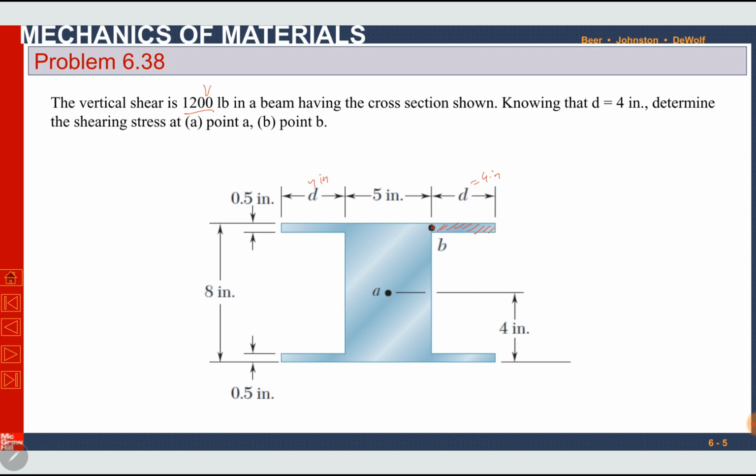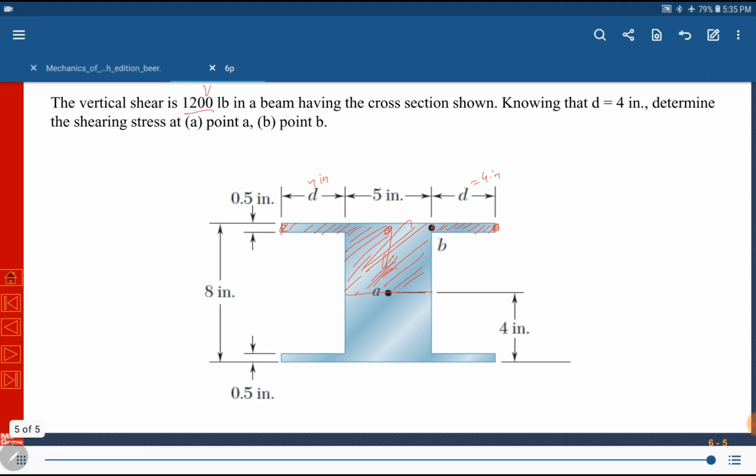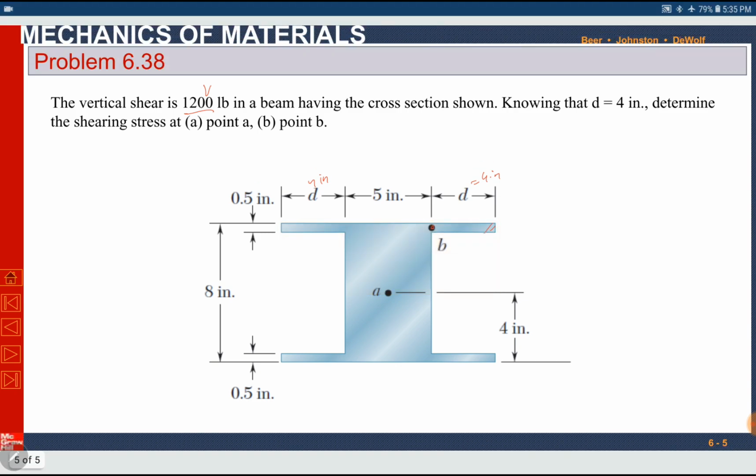If I have to find shear stress at point A, then the flow at A needs to consider this whole area, because the shear flow starting from this right end and left end merges at the mid and includes the whole area. So when we find shear stress at point A, we consider this whole highlighted area, and when considering B only, we consider only this area.